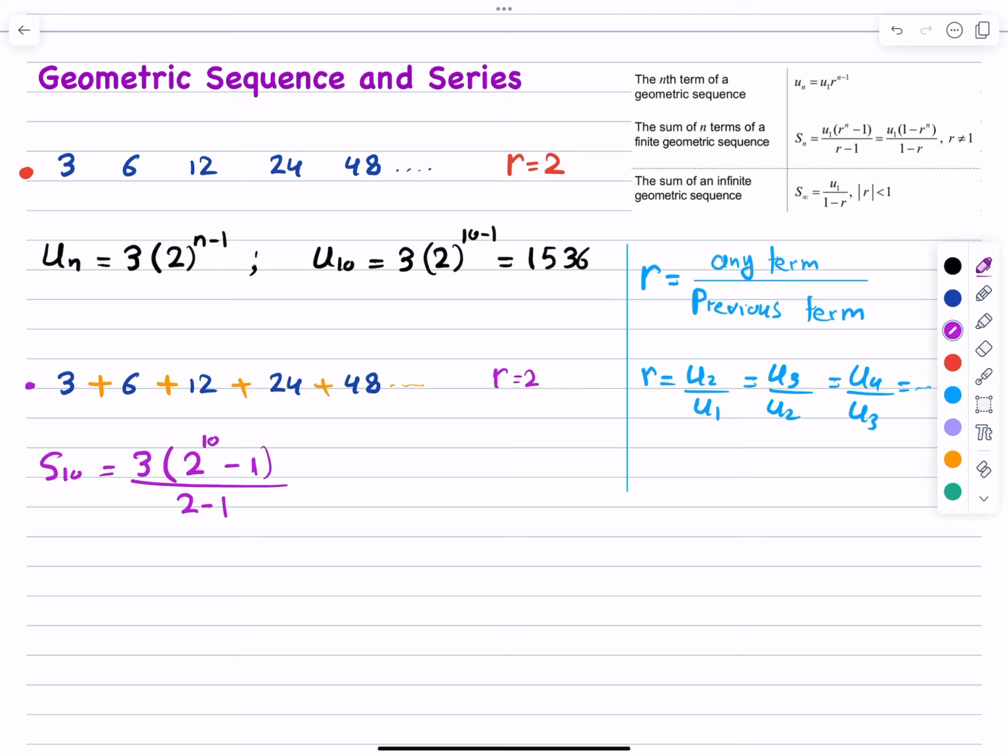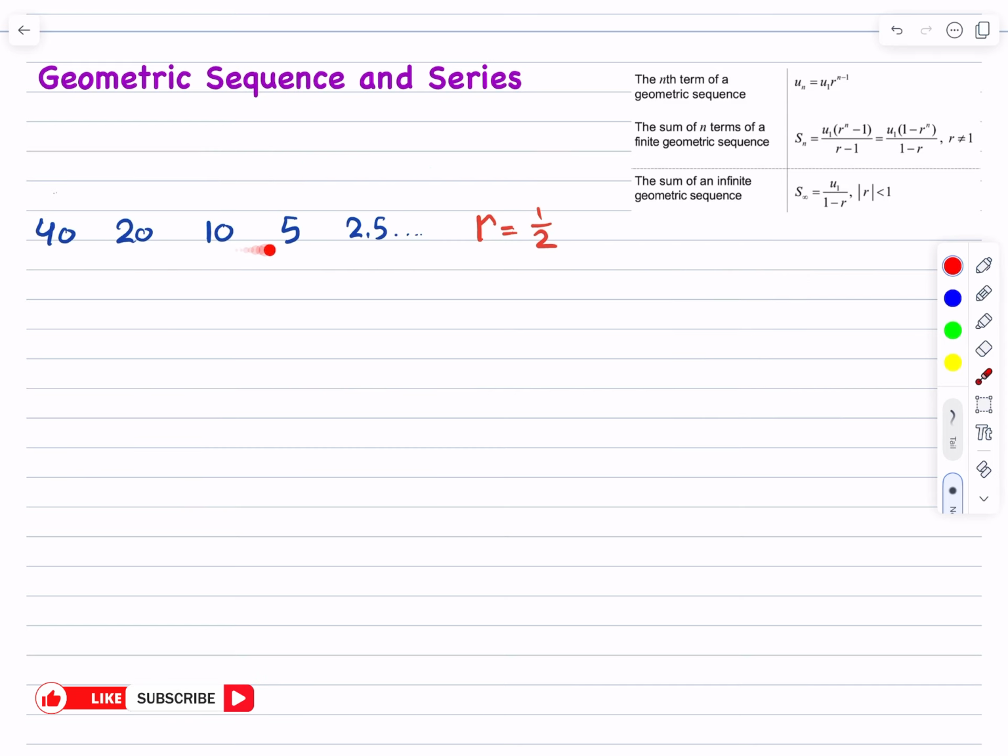Now here, if we evaluate this in the calculator, we would get 3069, which means if we add up the first 10 terms here in this geometric series, up to the 10th that we have here as we found, we would get 3069.